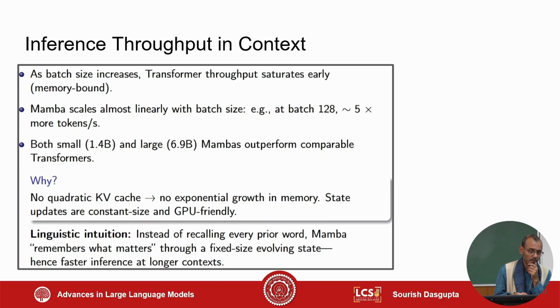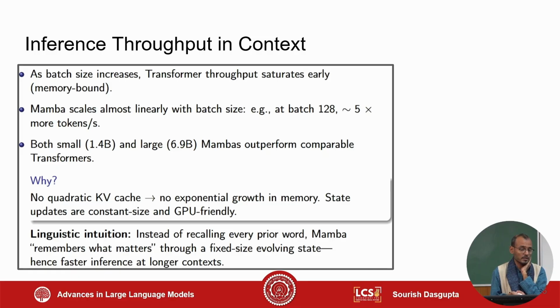And the insight is that as batch size increases, transformer throughput saturates early. It's not able to process that many tokens per second. So Mamba scales almost linearly with batch size. Both small as well as the larger Mamba version outperform comparable transformers. And the reason being that there's no quadratic KV caching during inferencing, no exponential growth in memory.